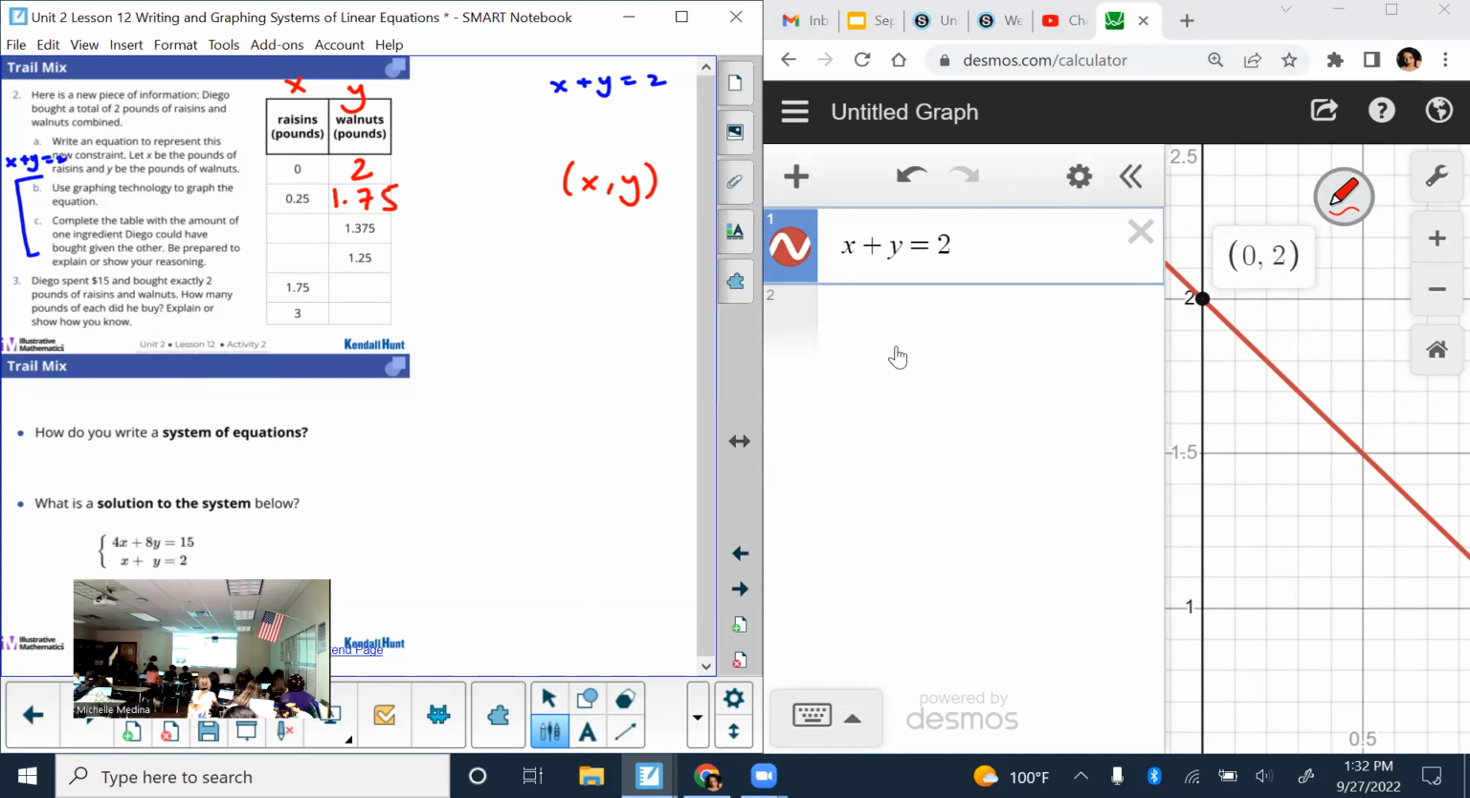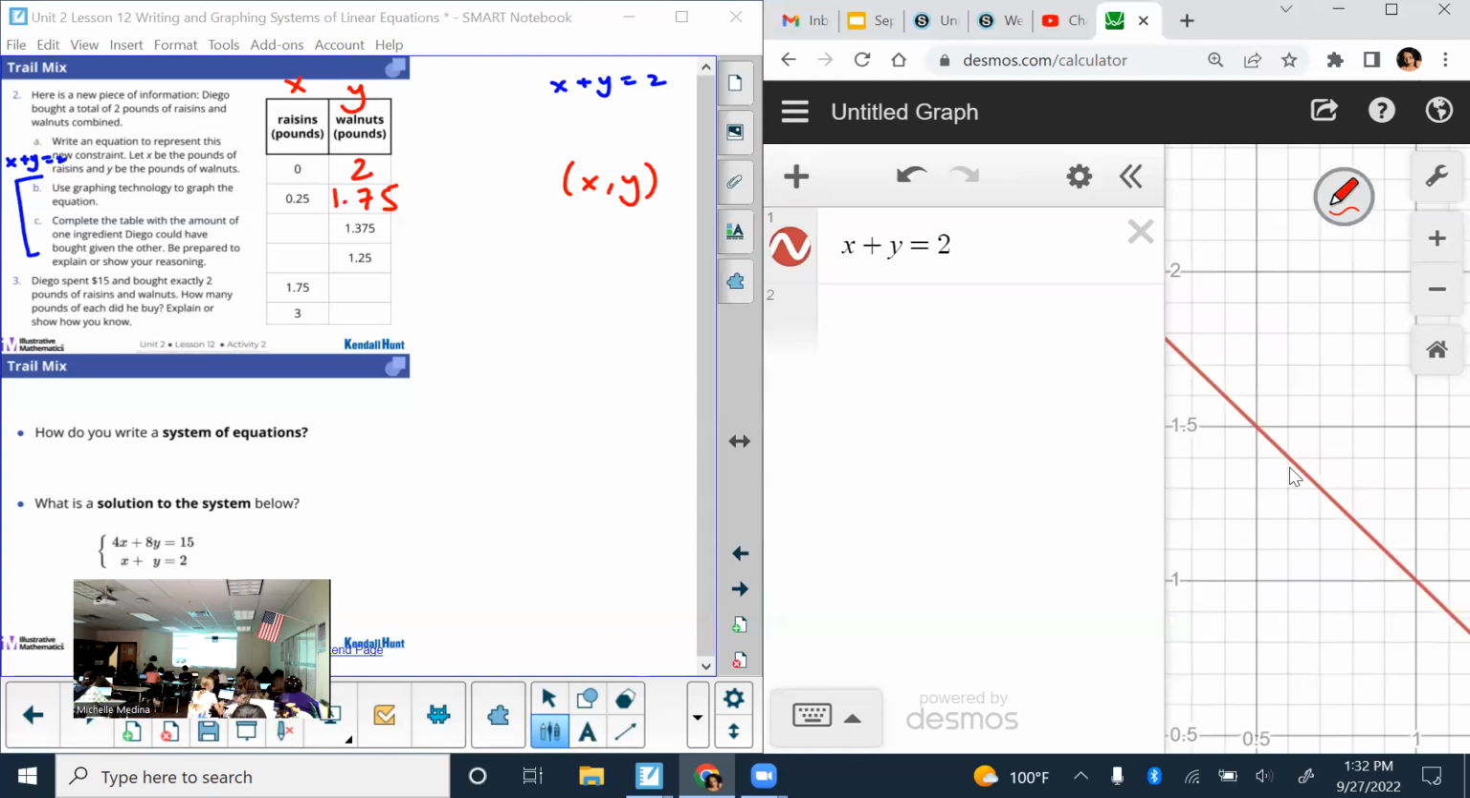What is the X when Y is 1.375? Sorry, I have to scroll over. 1.375. Yes, you are right. 0.625. Everyone see it on the screen? Everyone making the connection? All right, these are all points that are on the line. So then what's the X when Y is 1.25?